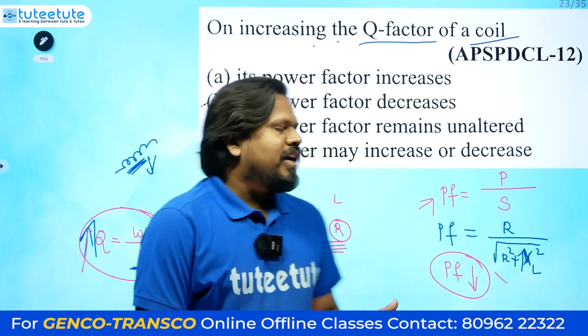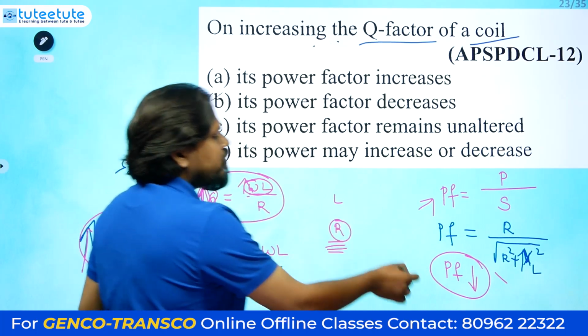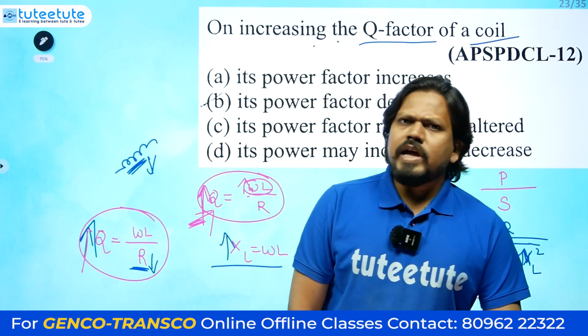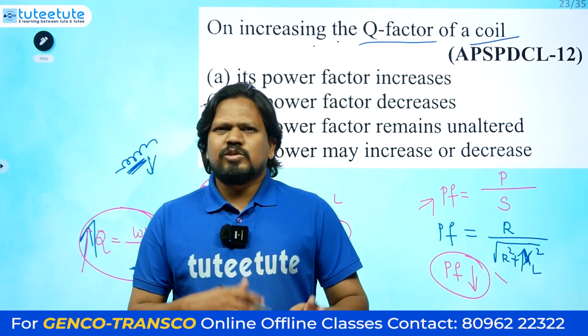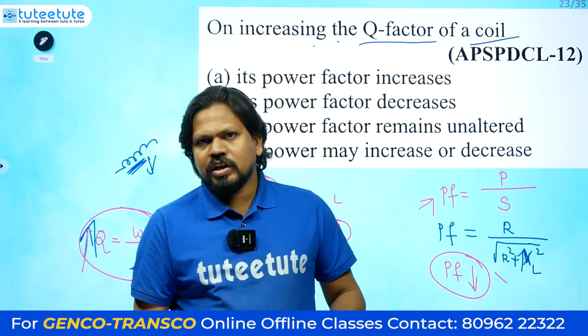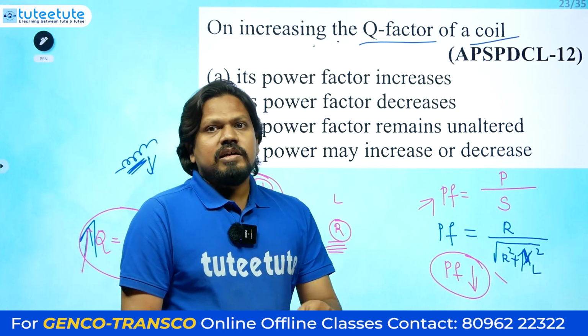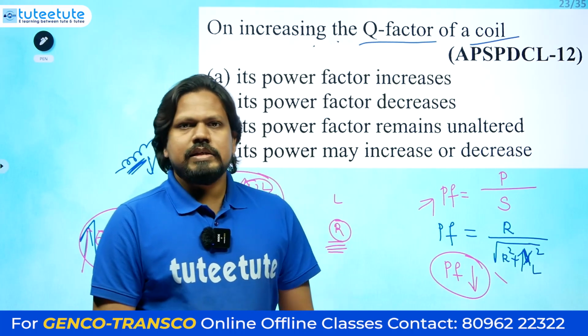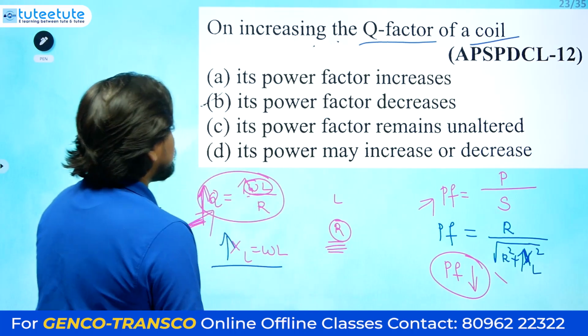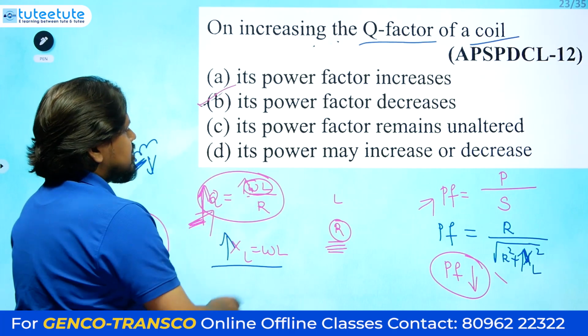That's why whenever the Q factor is high, the power factor will be less. So directly we have to remember this, no need of all this again and again. There are certain understandings from this, but still directly from the concept we need to get this answer. Anyway, the answer for this is: its power factor decreases.